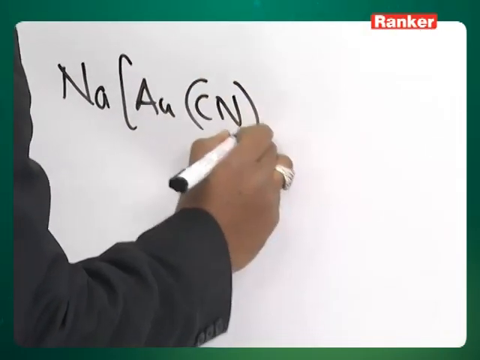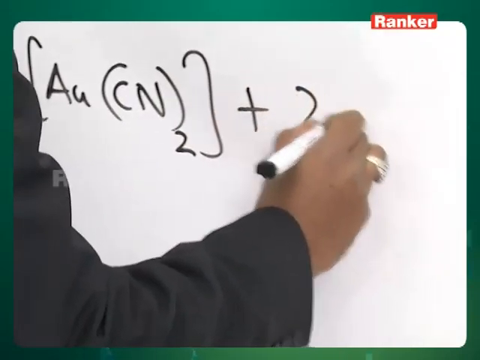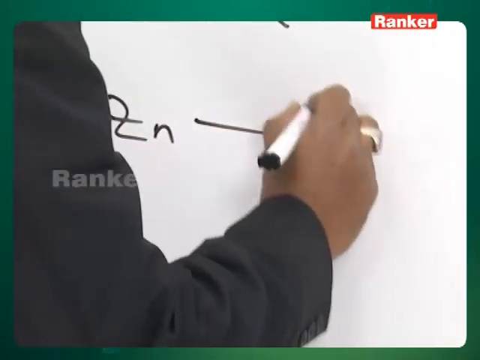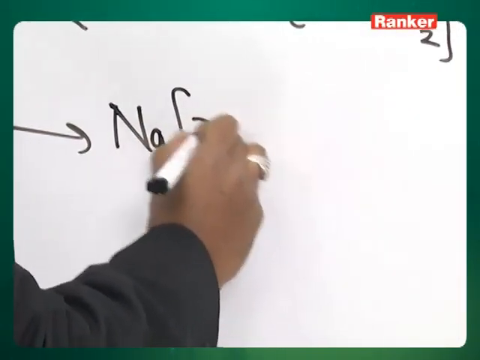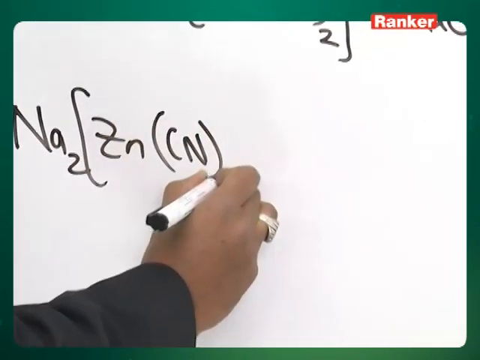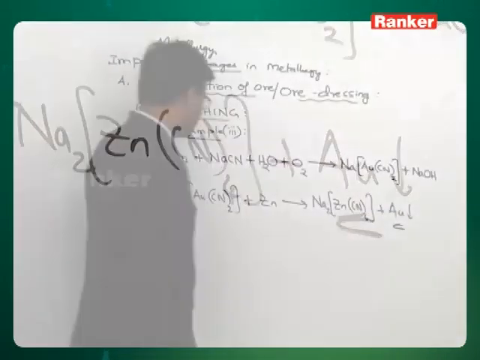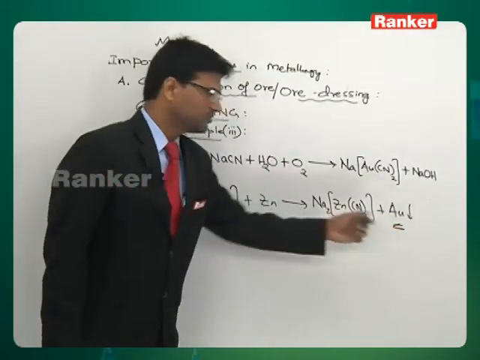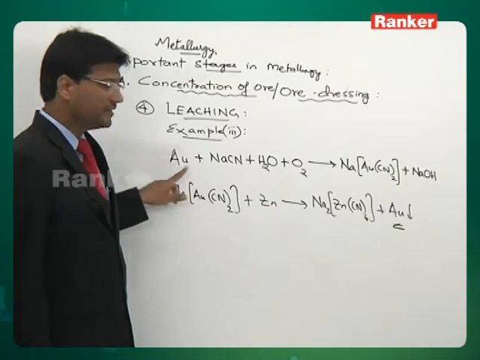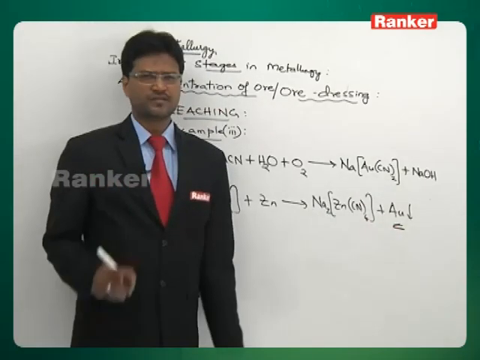Look at this step. NaAu(CN)2 taken twice plus zinc gives Na2Zn(CN)4 plus Au. This is how we extract. The difference between these two is that this is impure and this is pure to a large extent.